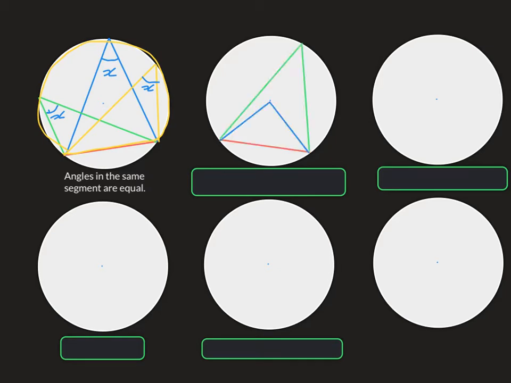Right, next one. So for this one, we've got a chord, and we've got an angle that's made from that chord to the centre, and one that's made from that chord to the circumference. And the theorem here is that this angle here is two lots of this. So if we label this x, this is 2x, and this is the one that people missed in the exam.